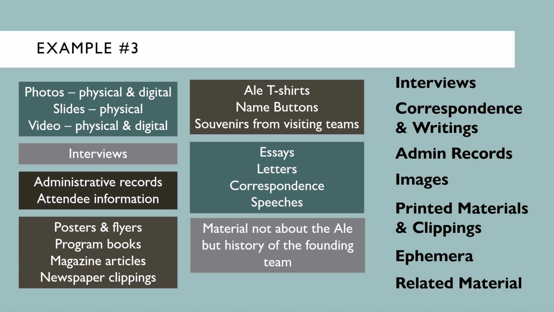We wanted a separate category to indicate that this material was not about the ale itself, but would be of interest to anyone looking at this collection, and we listed it as the last category because it was more peripheral to the collection. So in the end, we had 7 categories shown here. Again, notice that we had some categories that were about content, like interviews, administrative records, or related material, while others were organized under format, like images or printed materials and clippings. That's not a problem as long as you have a clear and obvious category for any item in your collection.